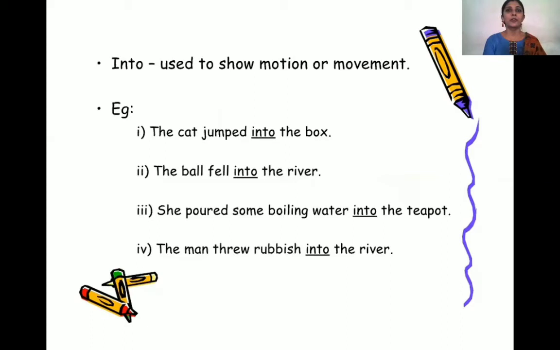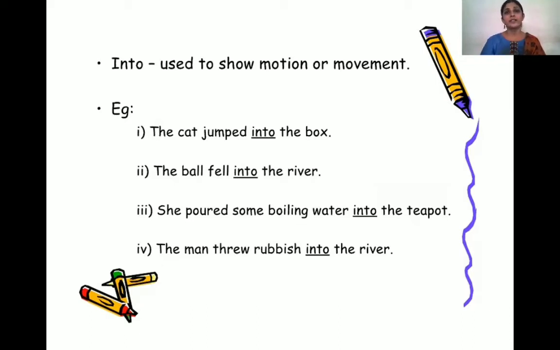Some more discussion for the preposition into. It is used to show motion or movement. For example, the cat jumped into the box. The ball fell into the river. Here you can recollect the story of child Krishna playing on the banks of the river Yamuna, and the ball fell into the river, and then he fights with Kaliya snake and all that, right? So fell into. She poured some boiling water into the teapot. When you are preparing to come to the college and when you are filling your water bottle, then we say that I am pouring water into my water bottle. So water is in motion. It is being poured, so into. The man threw rubbish into the river.